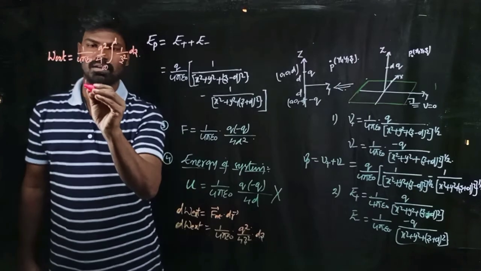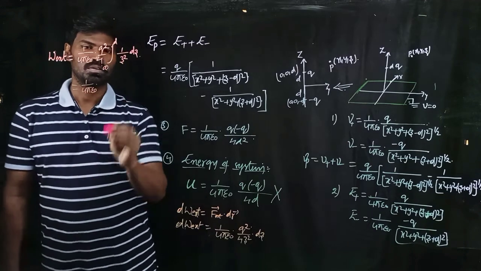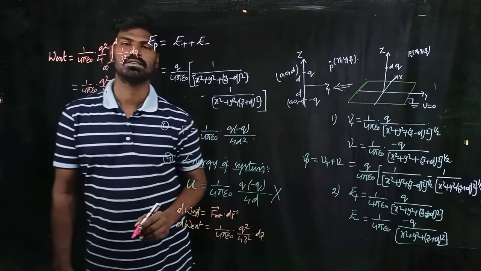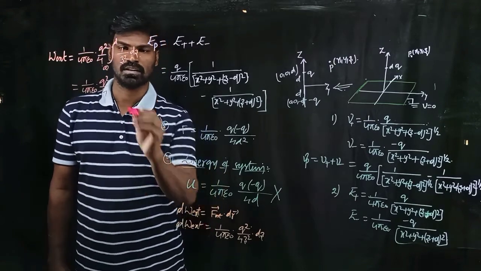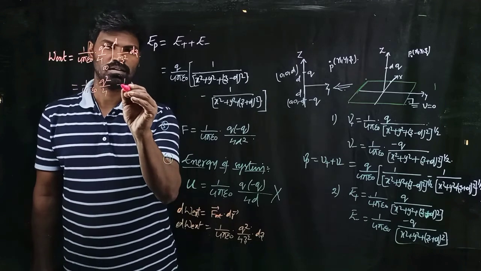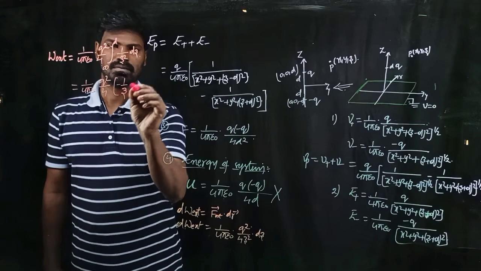That is equal to, what I can write, 1 divided by 4 pi epsilon naught into q square divided by 4 into this integral value. How much is it? z power minus 2 plus 1, that is z power minus 1 divided by minus 1. So minus 1 divided by z I will be getting.